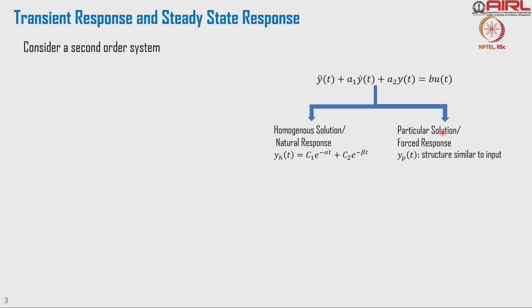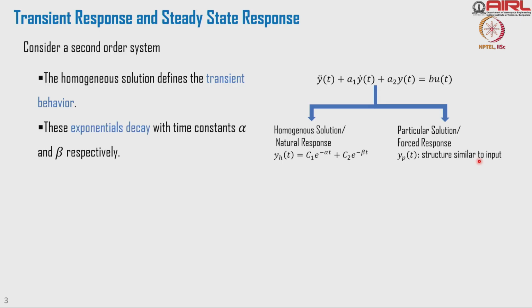If you look at a particular solution for a forced response for a given input, yp of t will have a structure similar to the input. So, we consider the homogeneous solution to get the transient behavior. We try to understand what the transient behavior of this system is going to be. That will give us an idea how fast the system is going to rise, how close it goes to the final value, which is very important, and how fast it decays to disturbances.